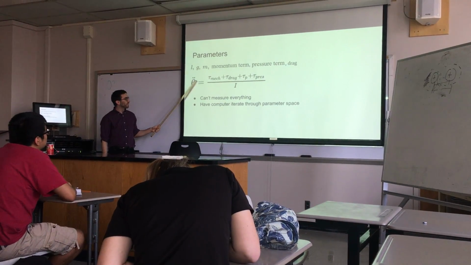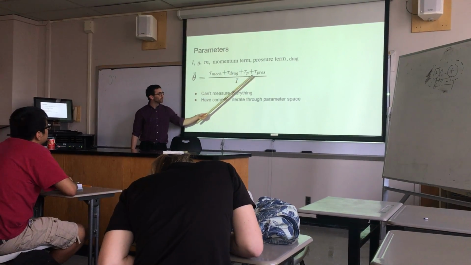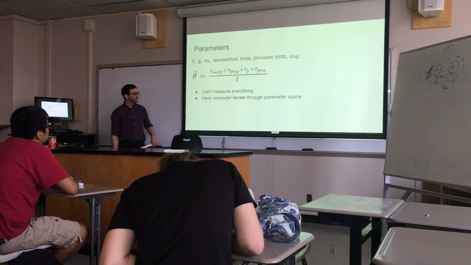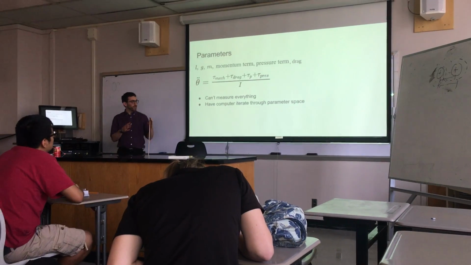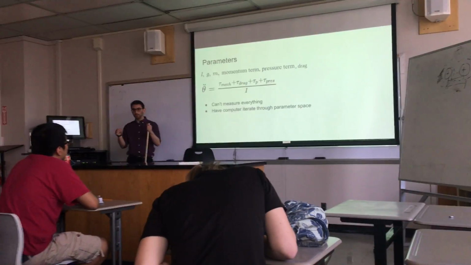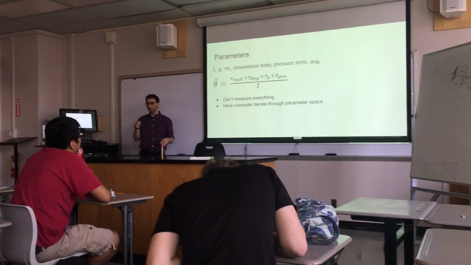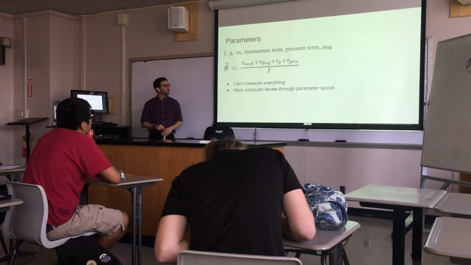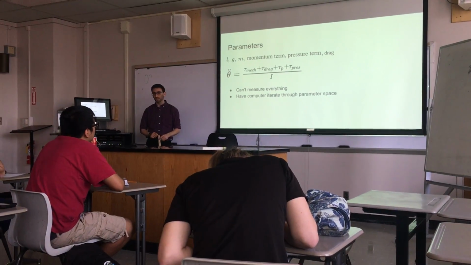But basically we have theta double dot is equal to a bunch of torques on the moment of inertia. The way around this is you have a computer sweep through all the parameters. So you make a parameter space, and then you sweep through and look at the output. And then you try and optimize the tubiness.